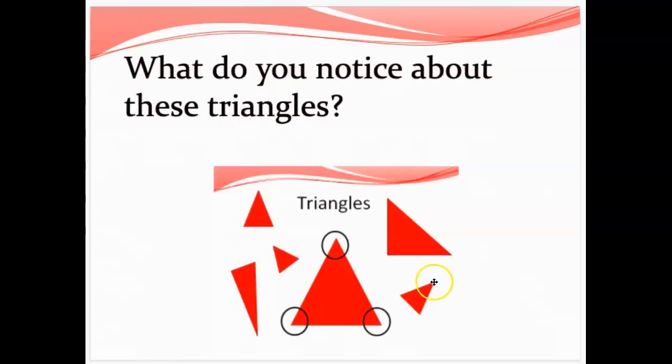When we're looking at all of these triangles, we have to remember all triangles do not look the same. Some are smaller, some are larger, some sides are the same length, some sides are different lengths. What we do have to remember is they all have 3 sides and they all have 3 angles.